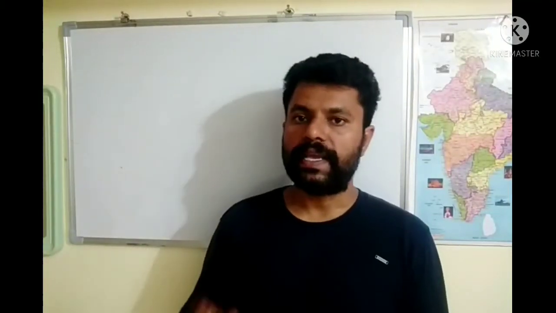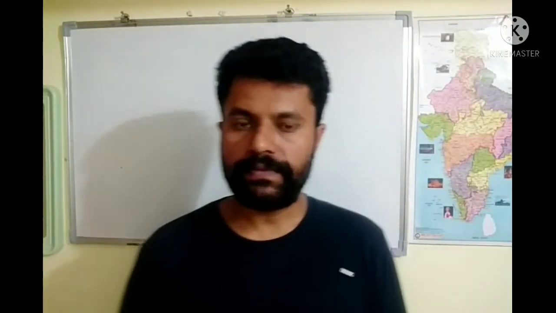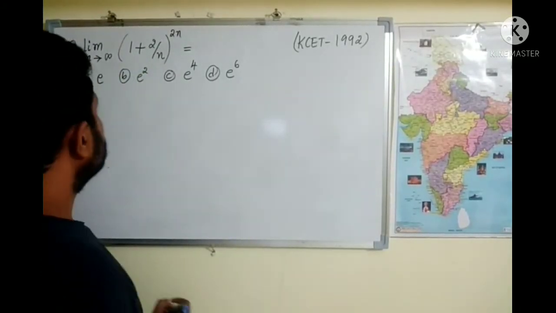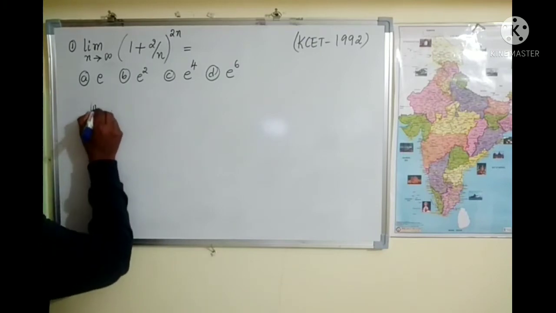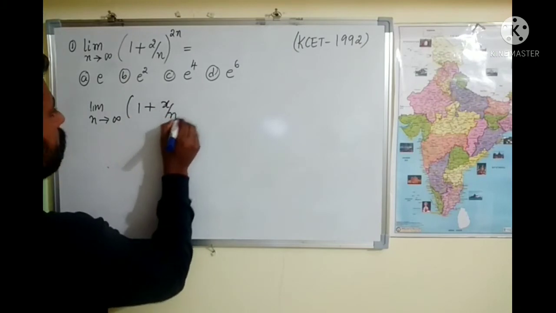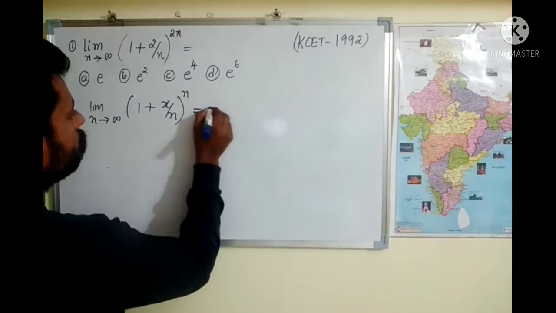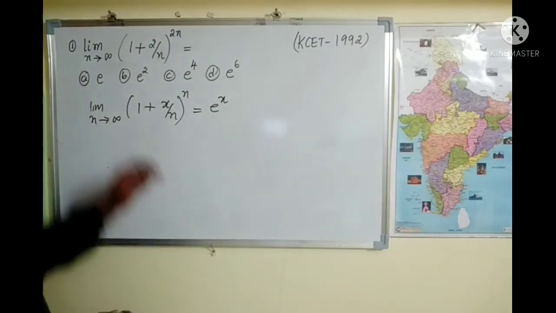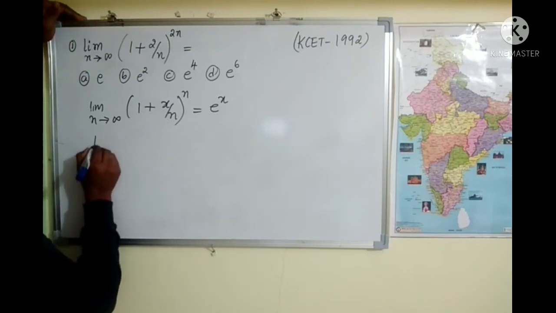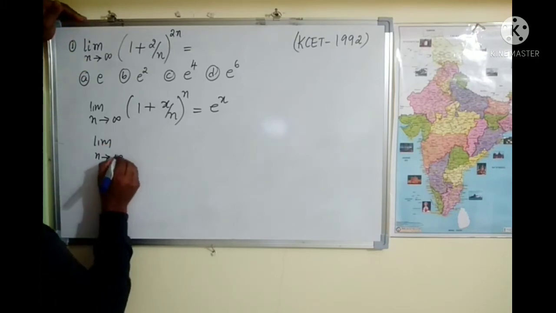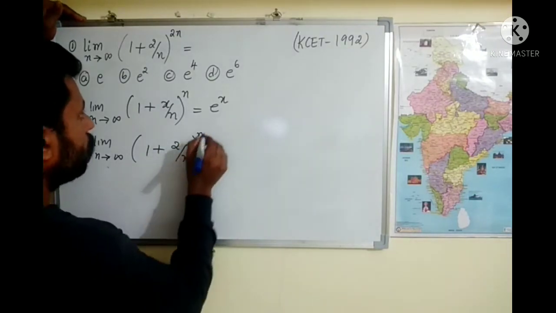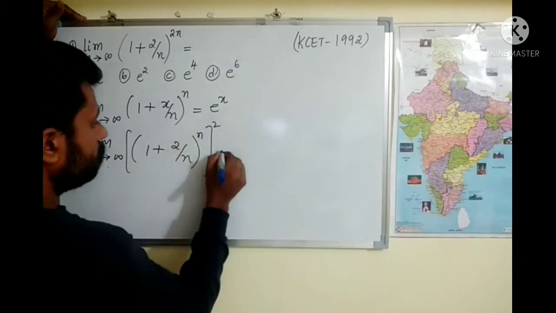Students, in this video I explain remaining important problems of limits chapter. To solve this problem, we use the standard result: limit n tends to infinity (1 plus x by n) whole to the power n is equal to e to the power x. Now the given limit function can be written as limit n tends to infinity (1 plus 2 by n) whole to the power n, whole square.